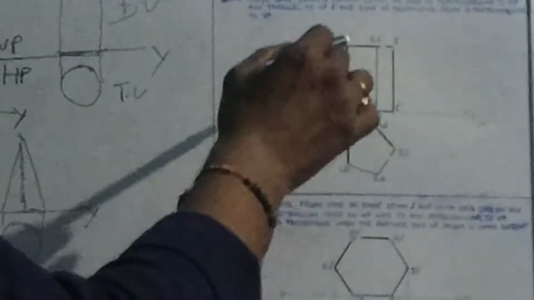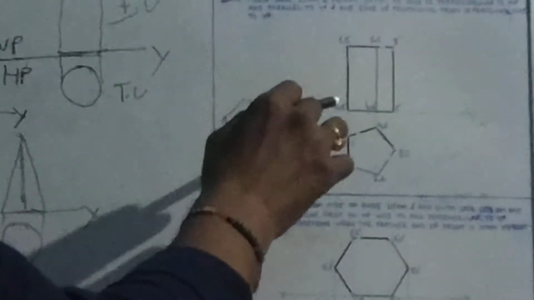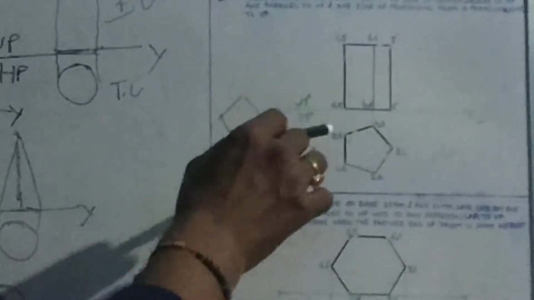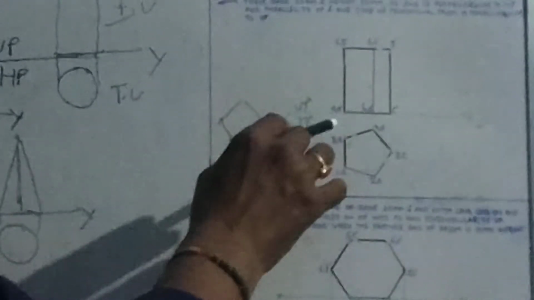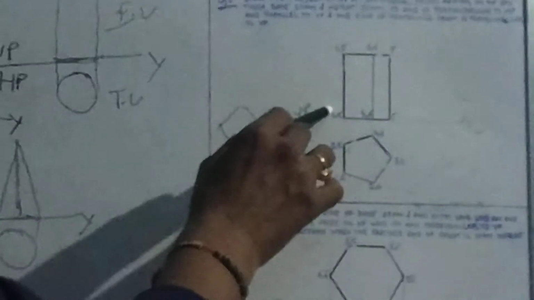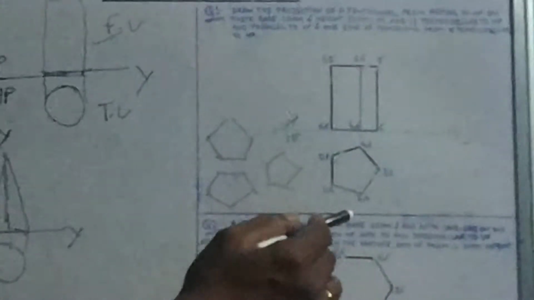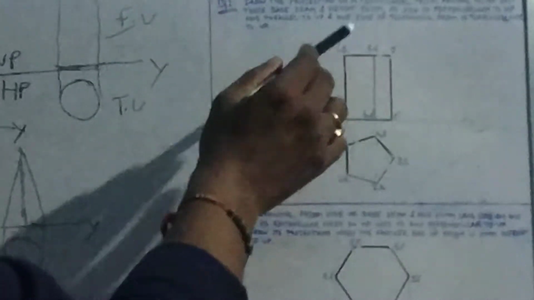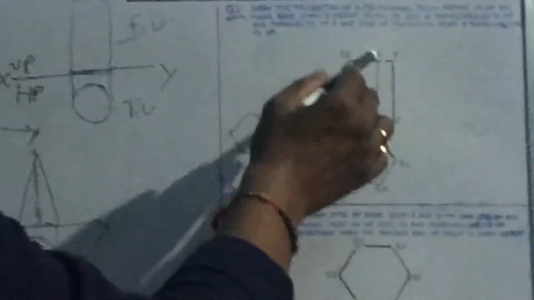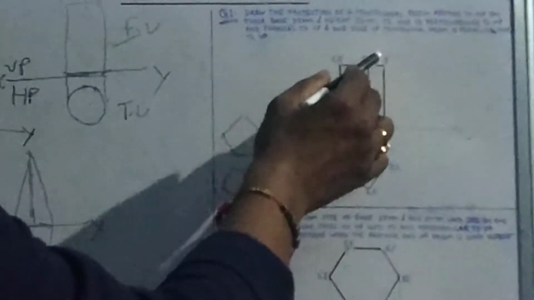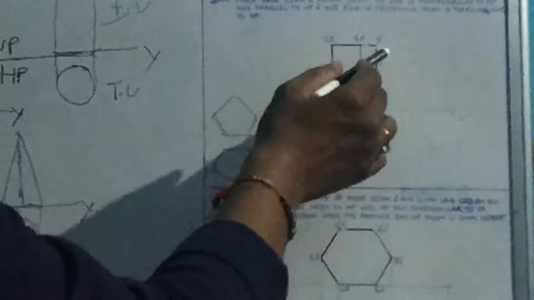We already know that whatever image we are getting on the vertical plane, we give the name with small letters and with a dash. That is why it is mentioned 1 dash, A dash here, E dash here, B dash and D dash here. This point is C, so it is written C dash here. 5 dash and 1 dash here, 2 dash and 4 dash here, and 3 dash here.